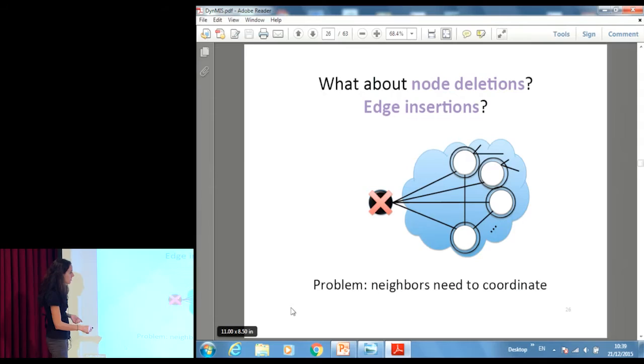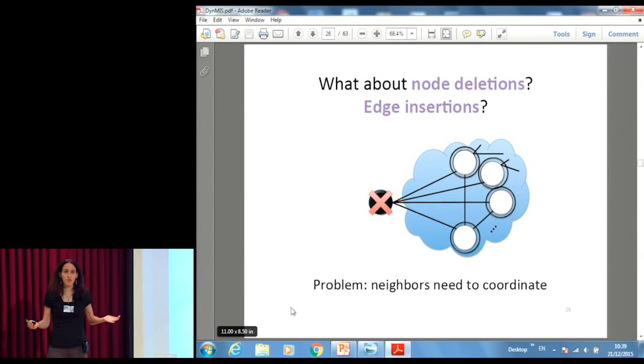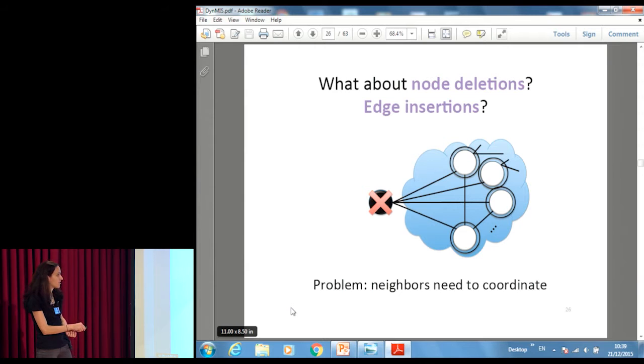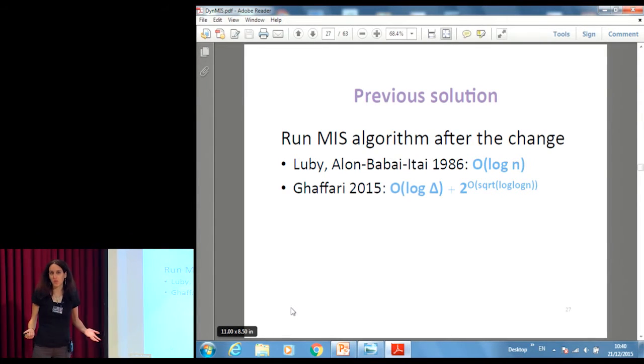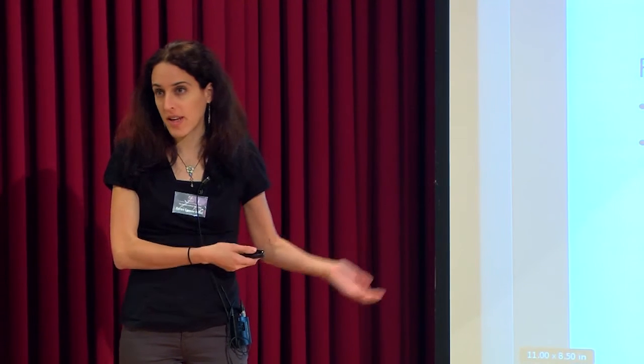And in general, the neighborhood of this removed node can have a linear size, and it can have any structure. This sort of induced subgraph can have any structure. And I need to coordinate who goes in, who goes out. You can run the same algorithm only on the subgraph of the neighbors. Yeah. Perfect. So this is what we knew how to do so far. There's a topology change in the graph. We have a static MIS algorithm. Run it on the neighborhood of the removed node. Okay, that's a perfect solution.